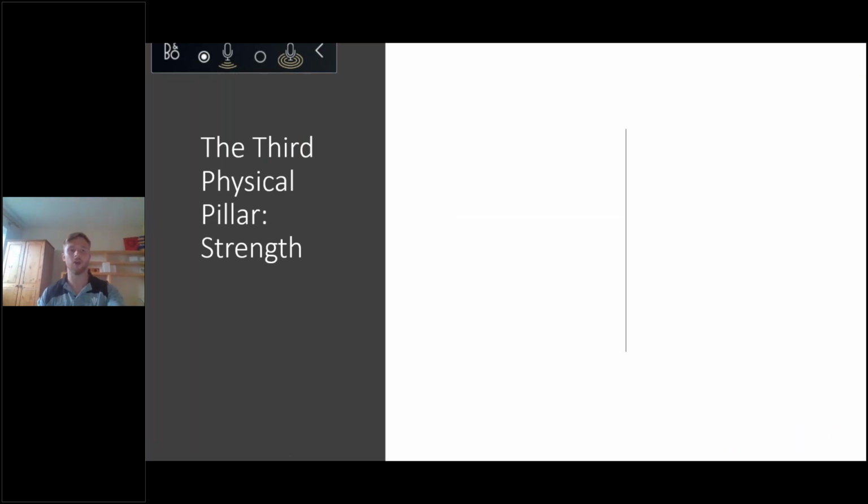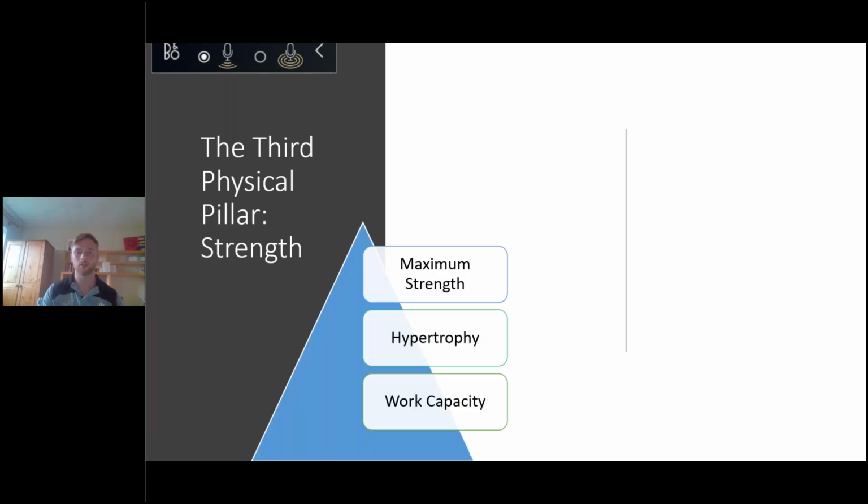And finally, the third physical pillar, which is strength. Strength can be separated into three categories. There's work capacity, which is essentially your more circuit, bodyweight type stuff. Hypertrophy, so you're adding muscle mass to the athlete. And maximum strength, which is your heavy, more traditional barbell lifting.